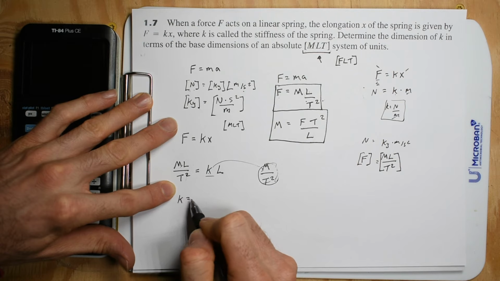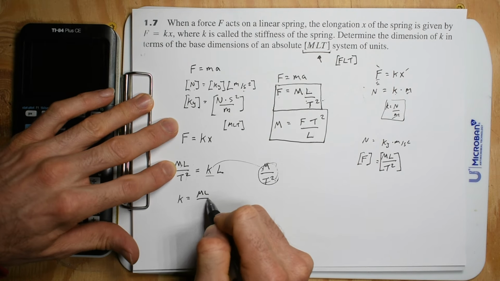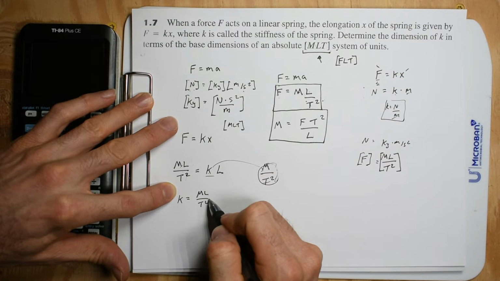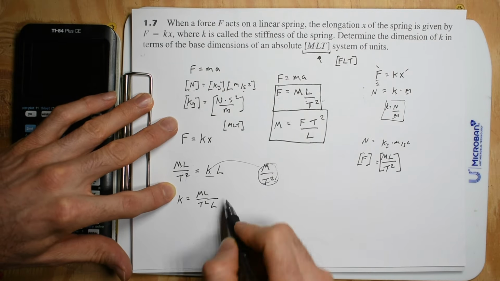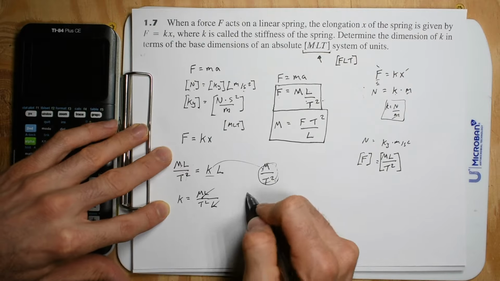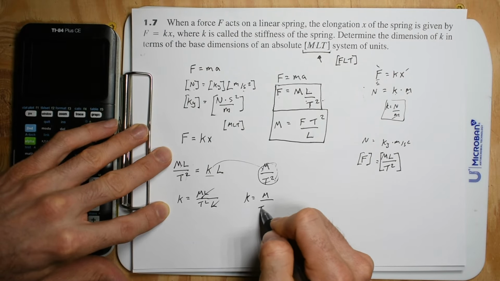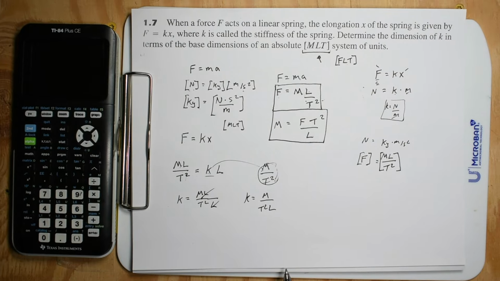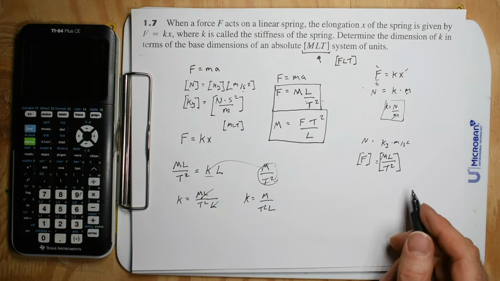The other way to do that is get to this part and then just solve for k. So k is equal to this side, ml over t squared, and then we're going to bring that downstairs and divide by L. L's cancel, and then we have k is equal to m over t squared L. Sweet. Booyah. And we did it.